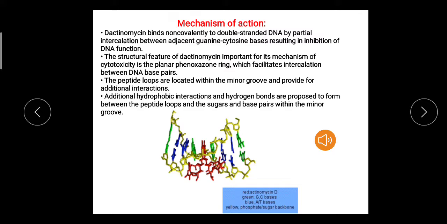Now my second question is, which ring is responsible for intercalation of DNA by actinomycin? Listen once again. Which ring is responsible for intercalation of DNA by actinomycin?